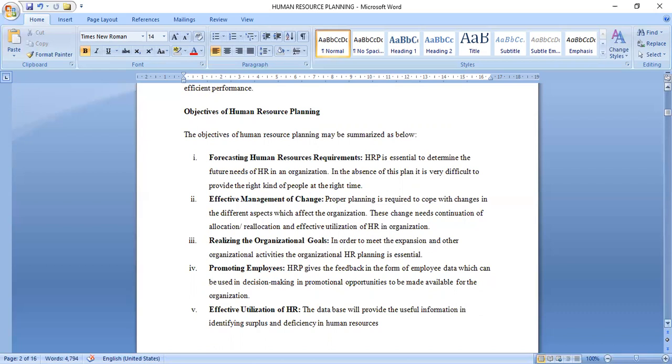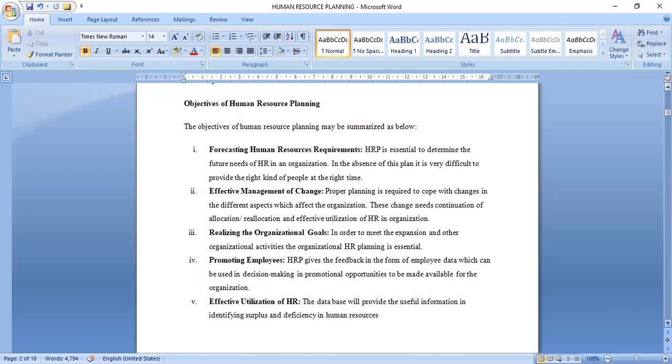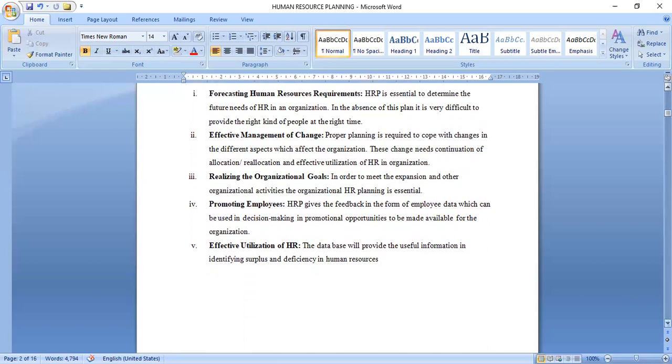And of course, we are going to see that this forecasting is done using methods. They have ways that they do this forecasting to be able to plan ahead, such that they get the right employees to fill the rightful positions. Then the human resource planning also has an objective of attaining efficient management of change, right?